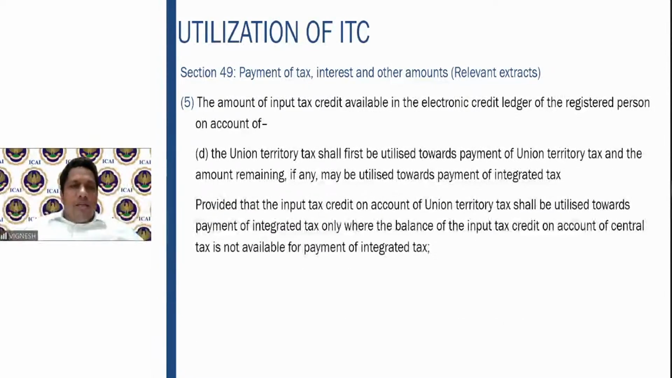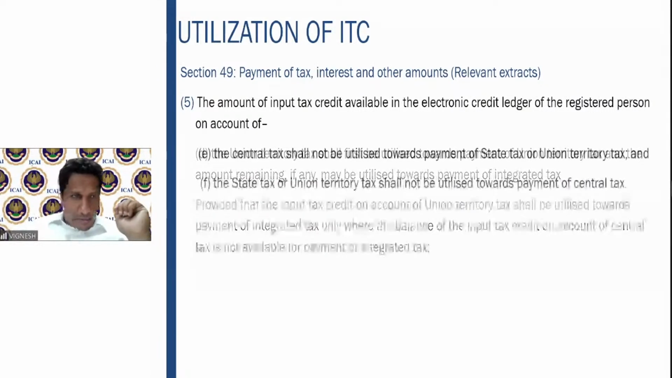Same way, the union territory tax will first be utilized for payment of UTGST, and the amount which is remaining, if any, may be used for the payment of integrated tax. Clear? So provided that the ITC of the union territory tax shall be utilized towards the payment of integrated tax, is very similar. Union territory tax also will be utilized towards payment of integrated tax only when the ITC of central tax is not available for the payment of integrated tax.